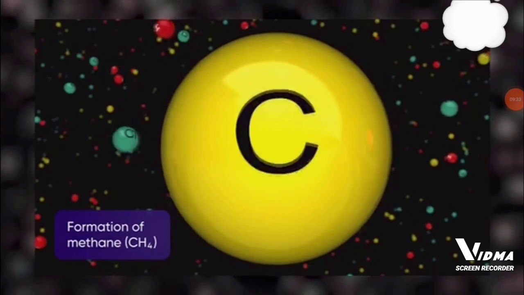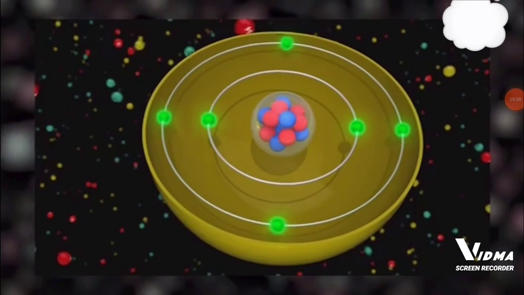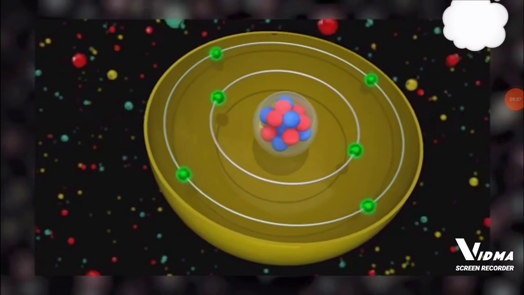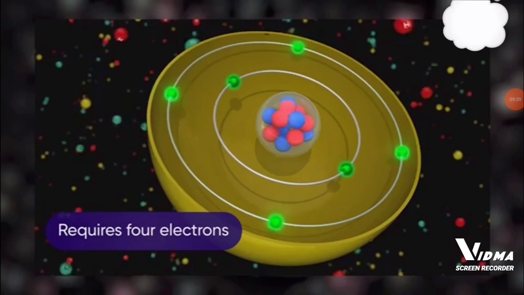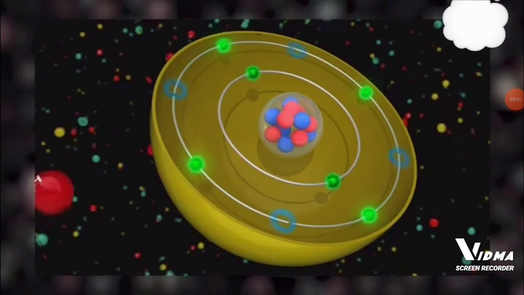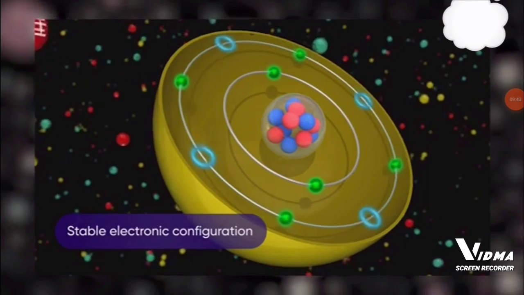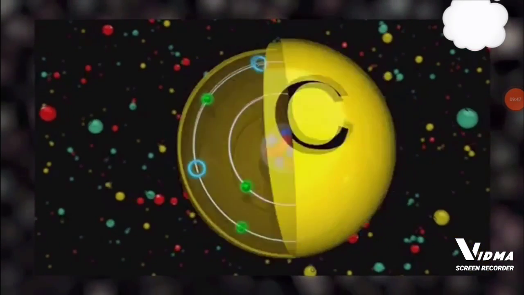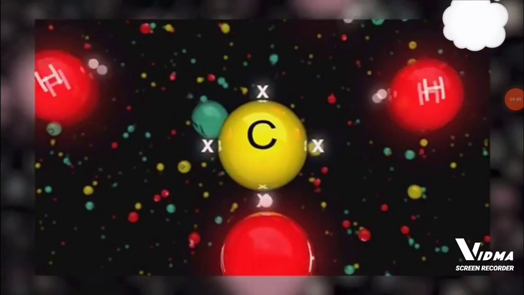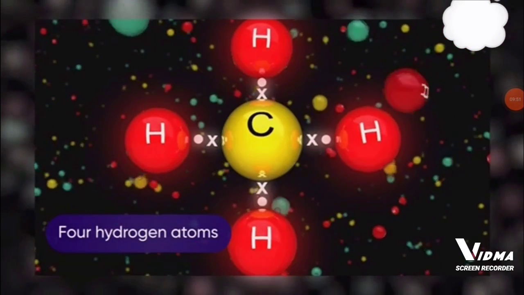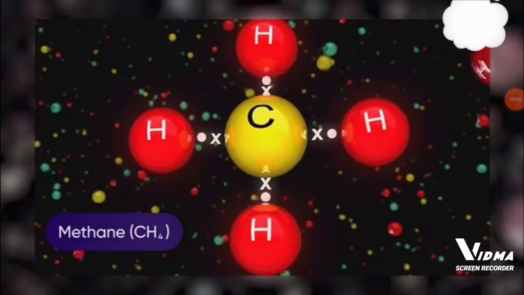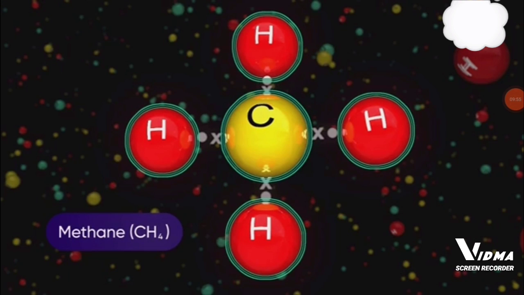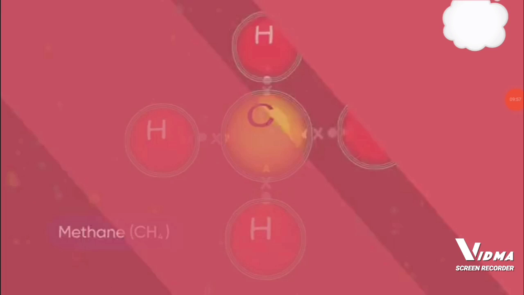Similarly, in the formation of methane, the electronic configuration of a carbon atom shows that this atom requires 4 electrons to acquire a stable electronic configuration. This configuration is achieved by sharing its 4 electrons with 4 hydrogen atoms to form the molecule of methane, CH4.